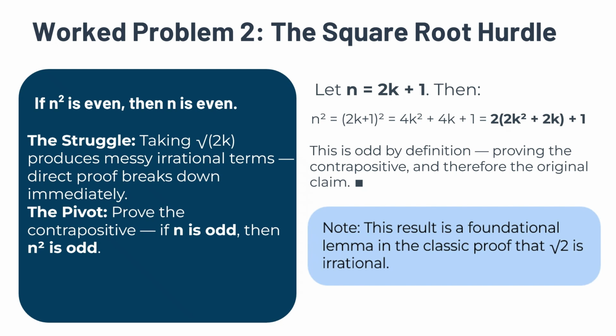This result is more than just an exercise in parity. It serves as a foundational lemma in the classic proof that the square root of 2 is irrational, which is one of the most celebrated contradiction arguments in mathematics.